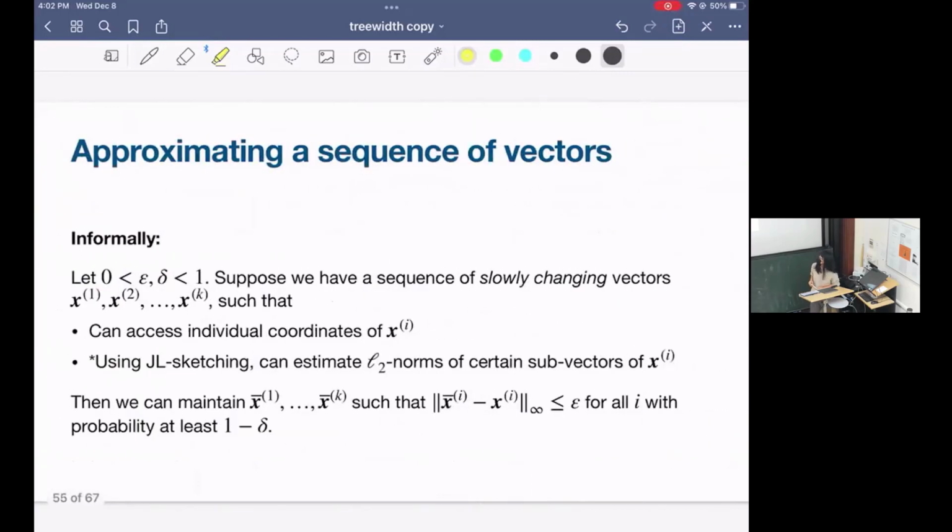And to do this, we have the following informal theorem statement: if you have a sequence of vectors that are slowly changing, and the sequence is of length k, and you know that you can access individual coordinates of one of these vectors, and also you can estimate the L2 norms of certain subvectors of x_i for every i, then you can maintain a sequence of approximations so that at every term in your sequence, you have the approximation that you want. So what is this JL sketching, and what exactly is it for this part?